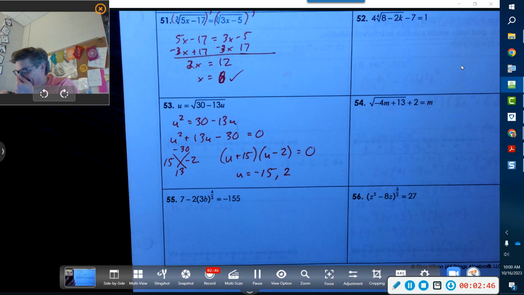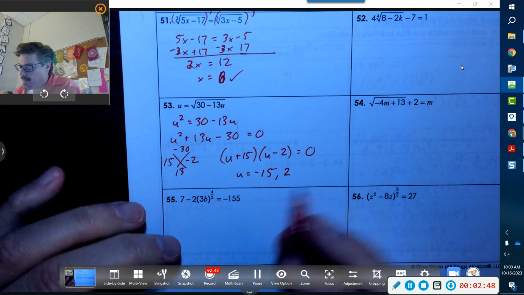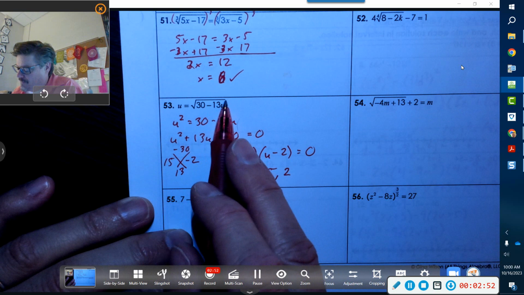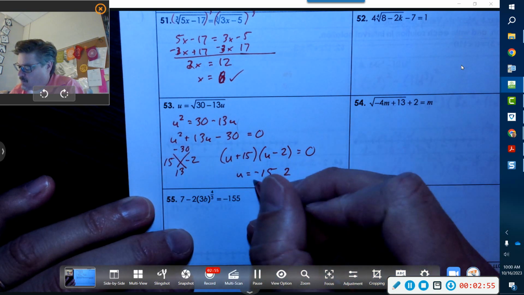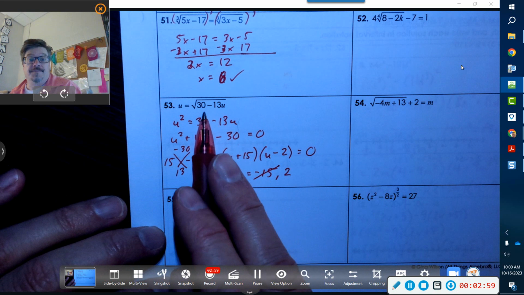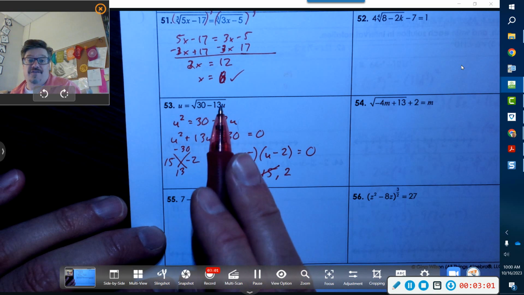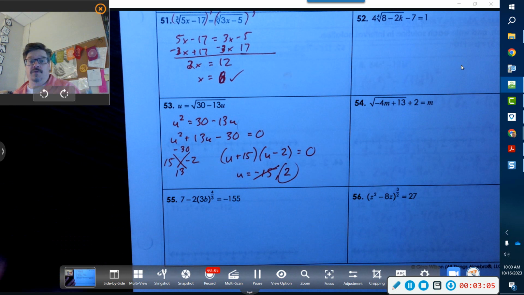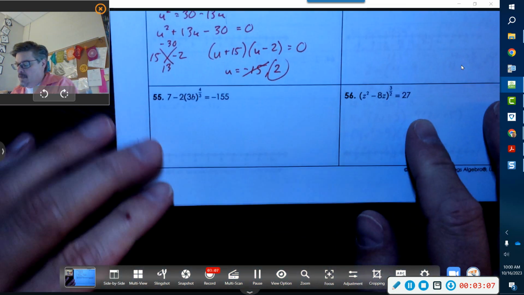Now let's just check and make sure. First of all, if u is negative 15, a square root value equaling negative 15 will not work. Okay, so let's see. 2 is okay. The square root of 4 is 2. So 2 is actually the only real answer there.